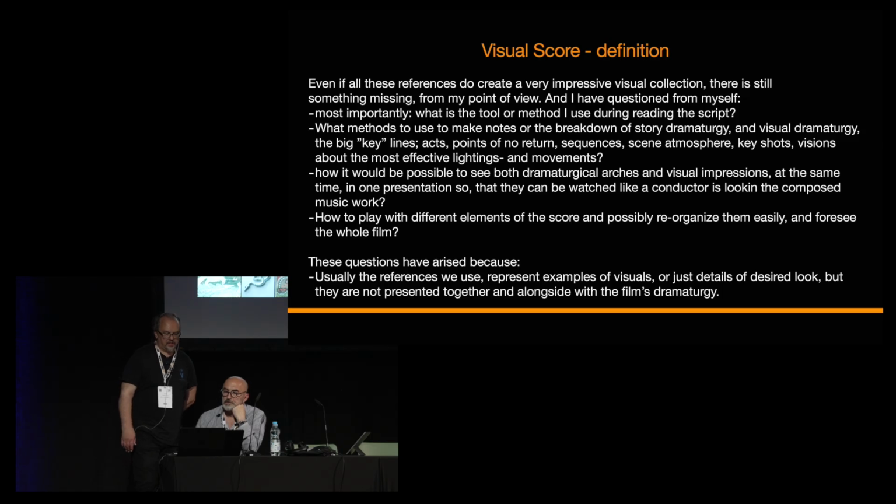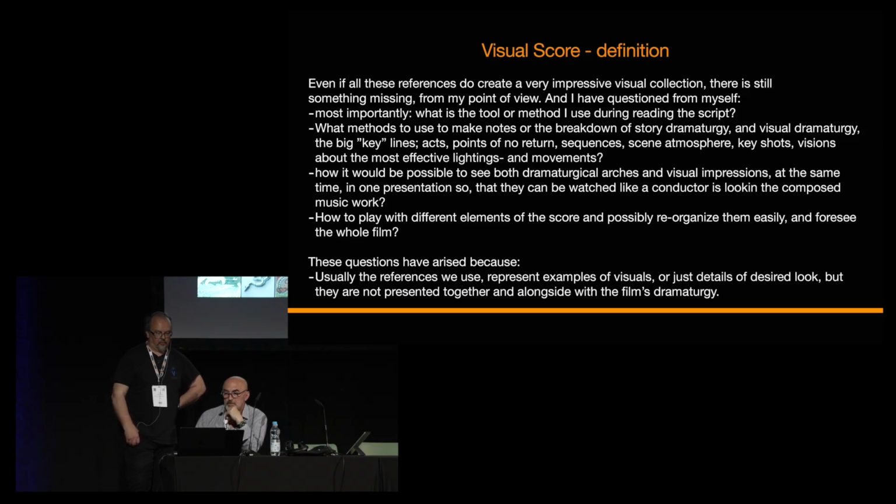And how I can easily play with different elements on the score and possibly reorganize them easily. And how I can foresee the film as easily as possible too. These questions have arisen because usually the references we use represent examples of visuals or just details of the desired look, but they are not presented together and alongside the film's dramaturgy.